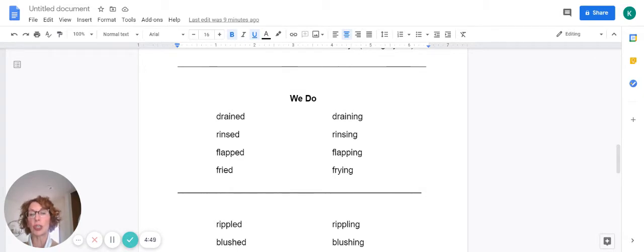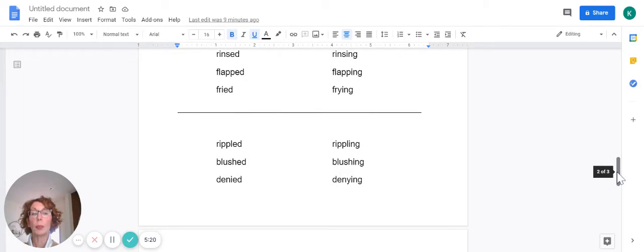Next word, I'll say them and then you say them with me. Flapped, flapping. Okay, ready? Flapped, flapping. Again, we applied the double the final consonant before we added the inflectional endings ed and ing. On this particular word here, the syllable break is between the two P's. Flapping.